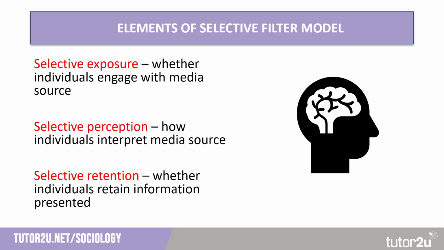Finally, media messages pass through a third filter, that of selective retention. This filter assumes that individuals choose whether or not to retain the information presented to them, with Clapper suggesting that individuals will retain information that aligns with previously held opinions. As such, media messages have limited influence in changing people's perceptions, unless these align with already held views.